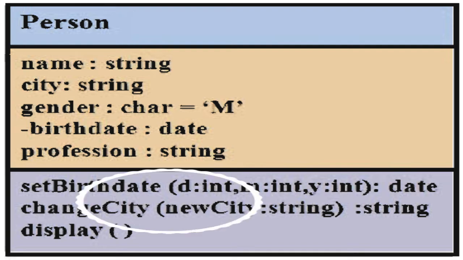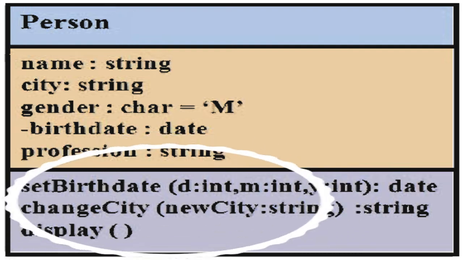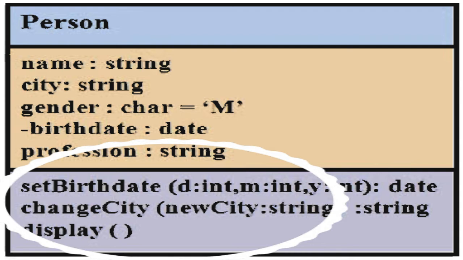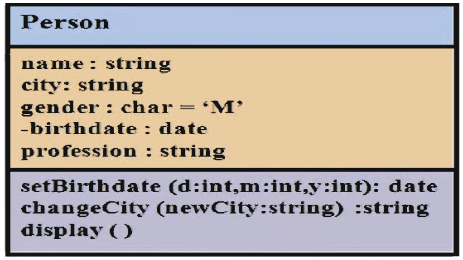Okay, so only three methods are defined here. Set birth date, we can assign a birth date to that person; we can change the city of that person; and we can take output of this data. Okay, these three methods are there.